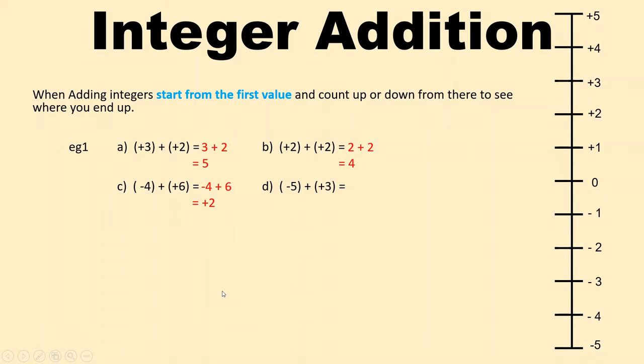If you need to think about that another way to try and understand it, you could think that this is positive 6 and minusing 4.